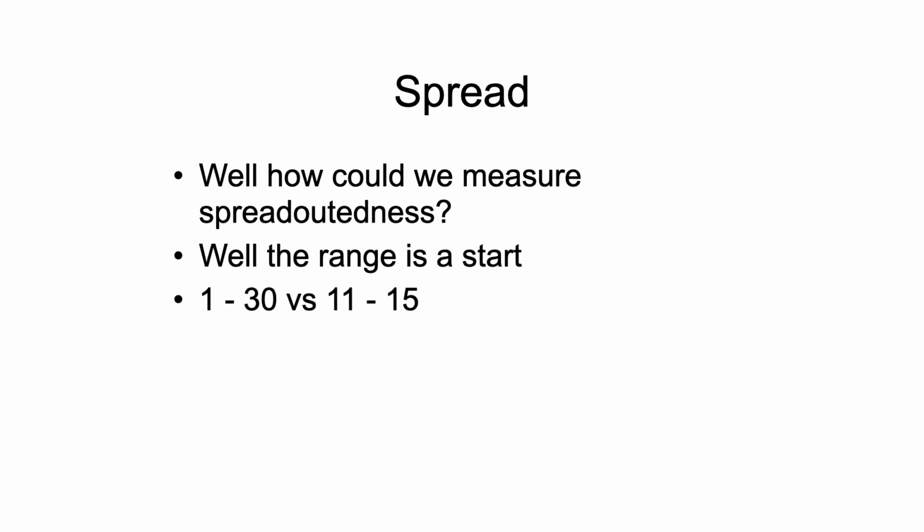Well, with our example we had here, 1 to 30 versus 11 to 15. Sometimes you'll see that written 1 to 30. Sometimes you'll see that called 29 and 4. I don't think that's as useful. Just giving a range number, I think the minimum and maximum actually really helps you. So using those two numbers, it's pretty crude, but it tells you something.